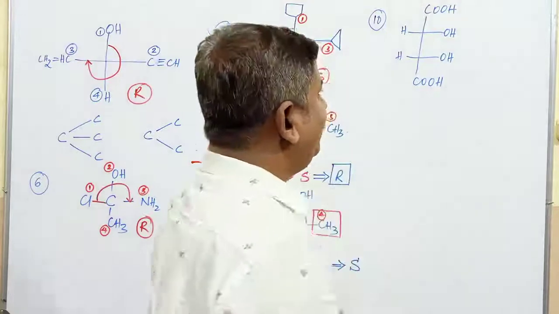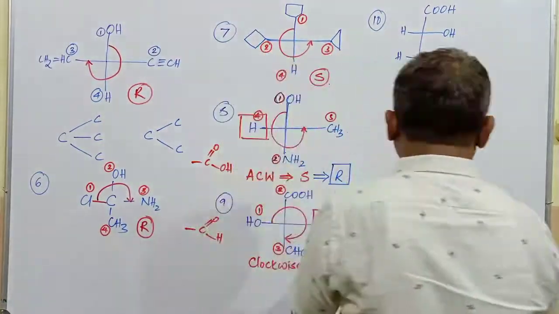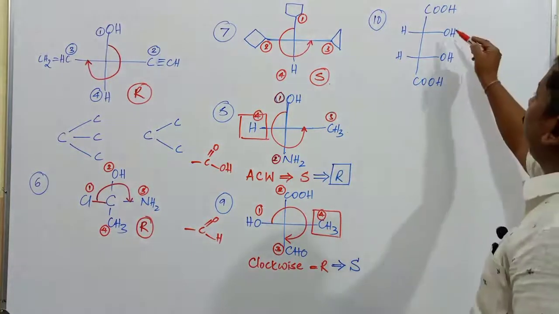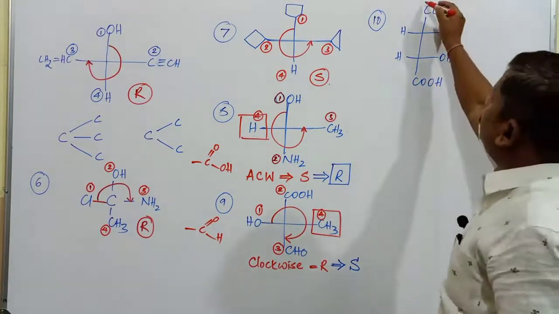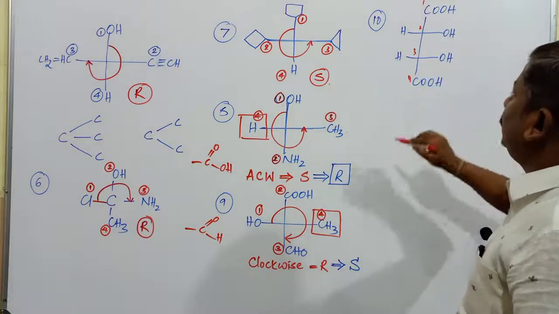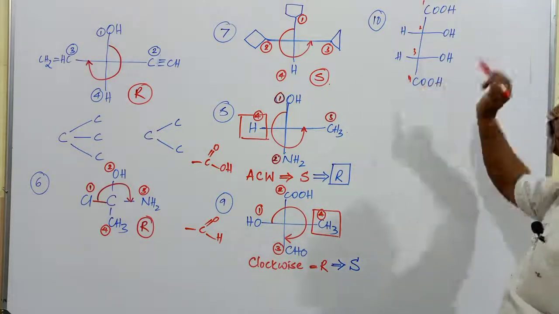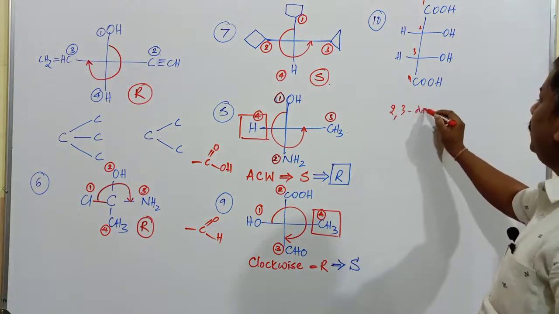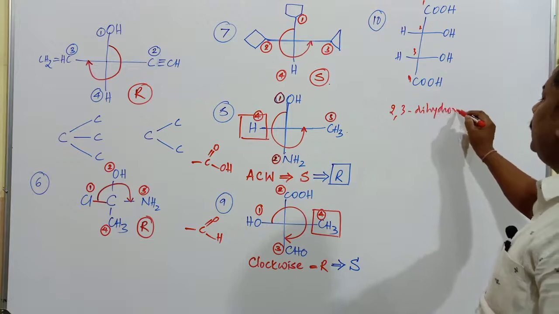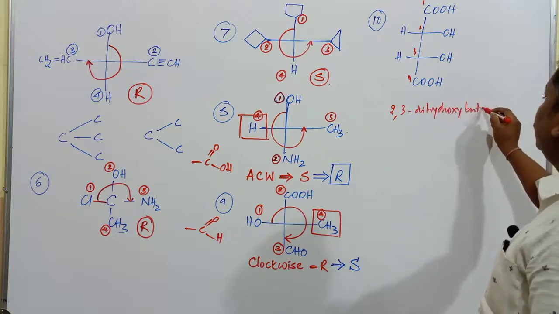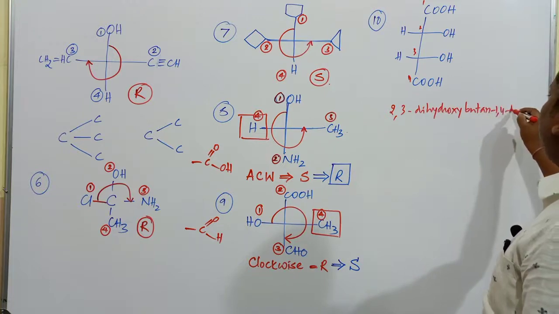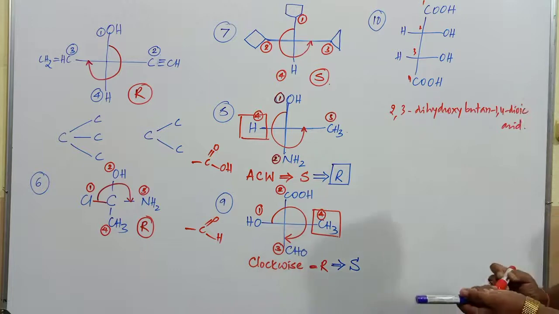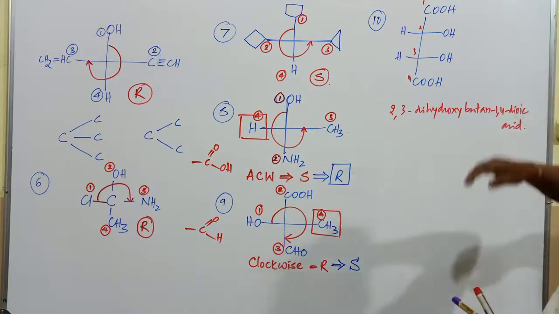IUPAC name you can identify very easily. Now IUPAC name of this particular compound: it is having two OH groups, this is OH and this is OH, these two are COOH groups. It is number 1, number 2, number 3, number 4, or you can move from bottom to top also, it makes no difference. Now 2,3 dihydroxy butane 1,4 dioic acid. Yesterday also we have discussed about this molecule. 2,3 dihydroxy butane 1,4 dioic acid.